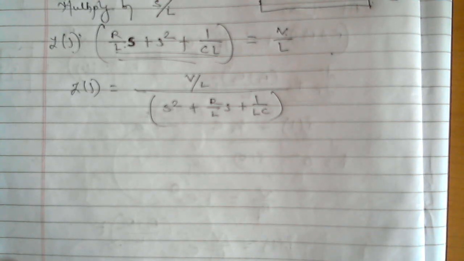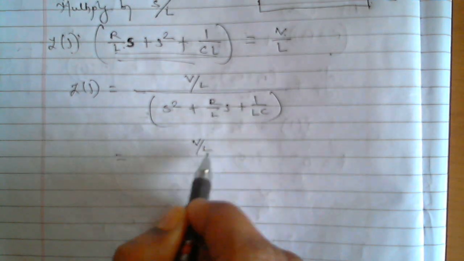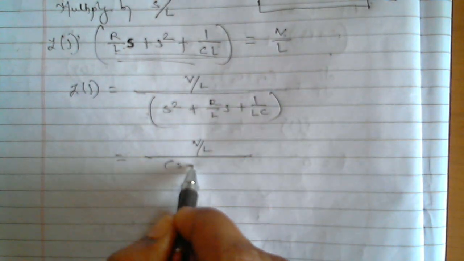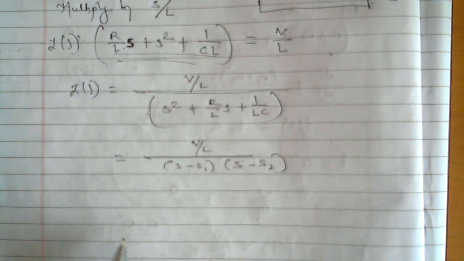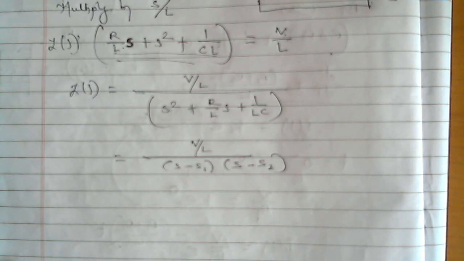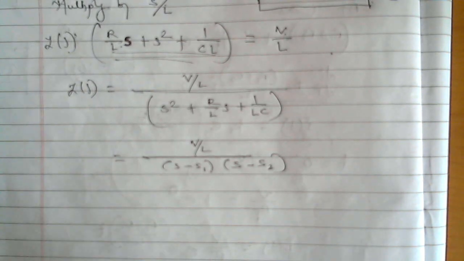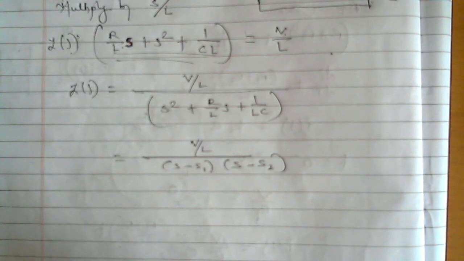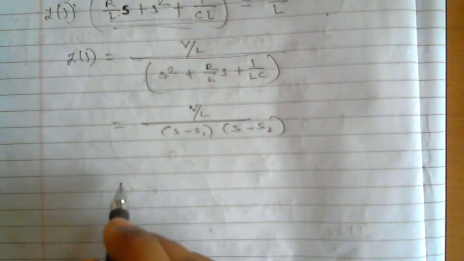Now as it is a second order equation, it will have two roots. V by L, I can write it as S minus S1, the first root, and S minus S2, the second root. The roots you can find on your own. As I said, there are several methods. One can be minus b plus minus under root b square minus 4ac divided by 2a, or else you can apply any other method. This is a generalized equation, or otherwise you can directly get it in a calculator.